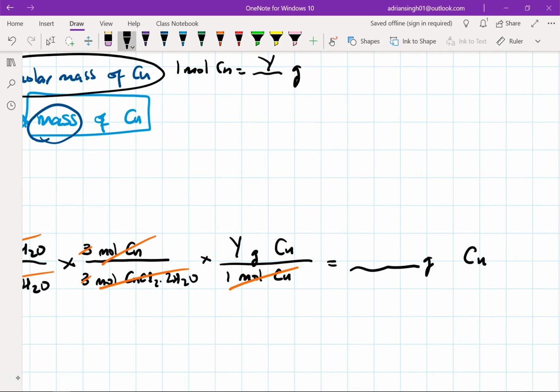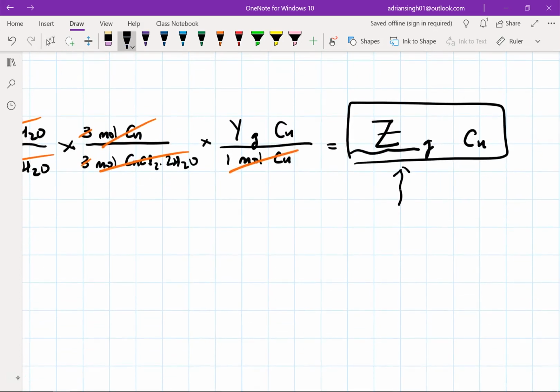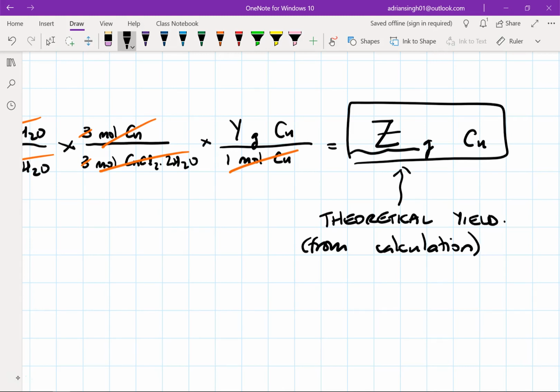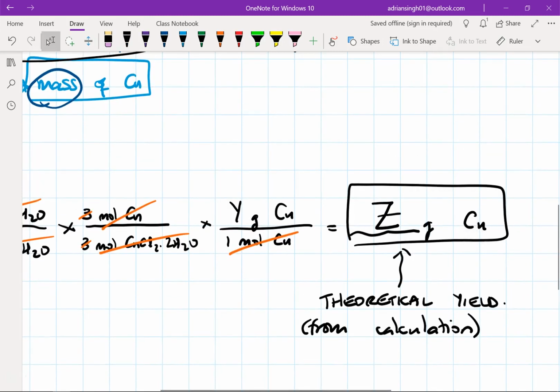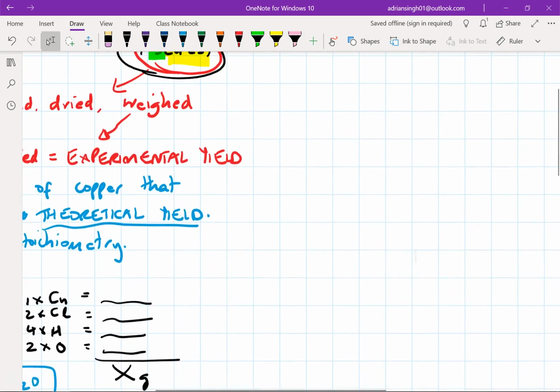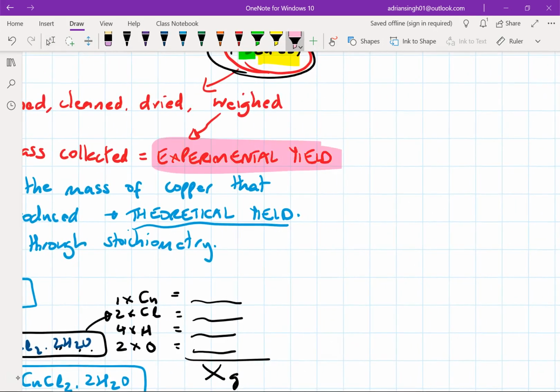All right, and you're going to get a number. Let's say this ends up being Z. And this mass that you calculate here at the end, due to stoichiometry, is known as your theoretical yield. You get that from the stoichiometry calculation. And then we can compare your theoretical yield with the actual amount that you obtained, which was the experimental yield, to see how well you actually did the experiment.